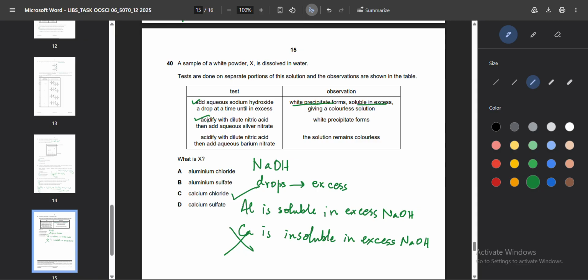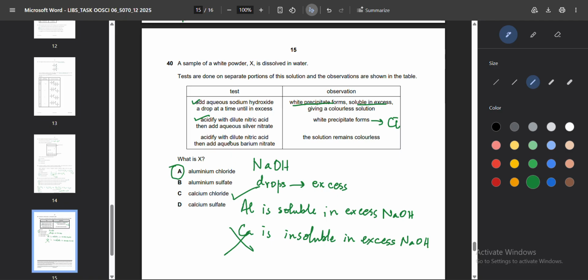The second one is that you acidify with dilute nitric acid and then add aqueous silver nitrate. And if white precipitates form, what does it represent? It means that it is chloride. Okay, now we have come to the conclusion that the positive ion is aluminium and the negative one is chloride ion. So our correct option is aluminium chloride.